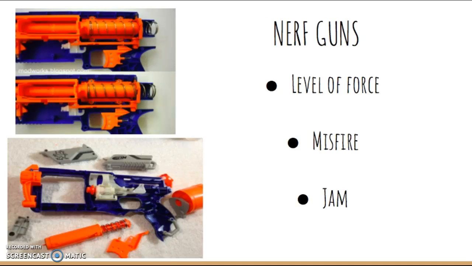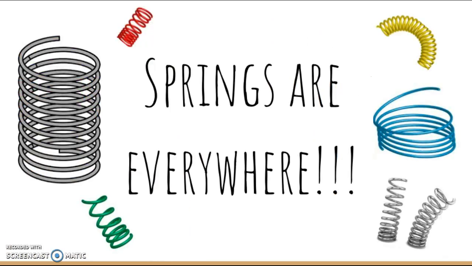If you aren't able to see how amplitude, period, and frequency affect a Nerf gun, then it could result in jamming the gun or even a misfire. As you can see, springs are literally everywhere, and learning to graph sine and cosine graphs actually does have a real-world application, and understanding things like period, amplitude, and frequency is really useful.